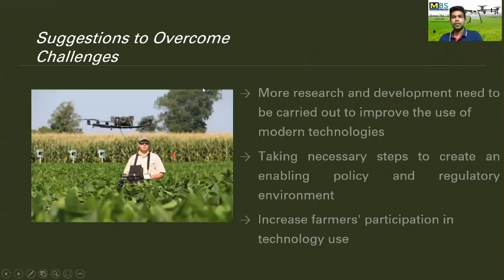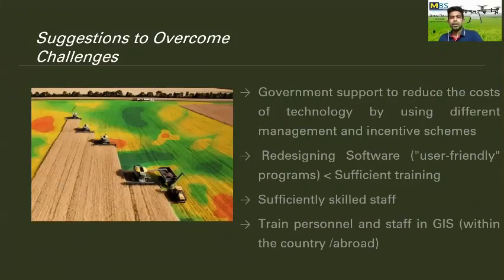Then we will consider solutions to overcome those issues. First, more research and development needs to be carried out to improve the use of modern technology in the agriculture sector. Both government and private sector involvement in technology, mainly R&D, should be strengthened through collaboration with local universities and research organizations. When considering software-related problems and redesigning programs, national and international agencies and foundations may take it upon themselves to carry out this type of development.